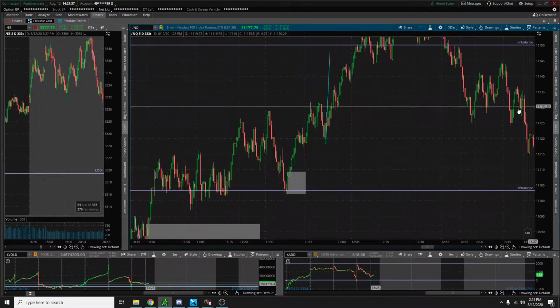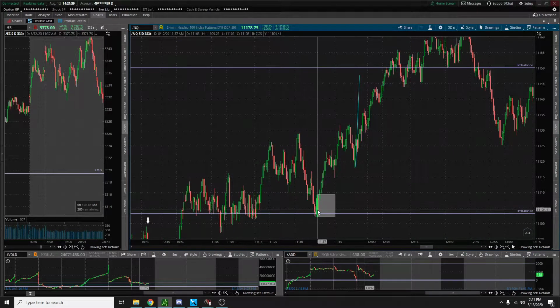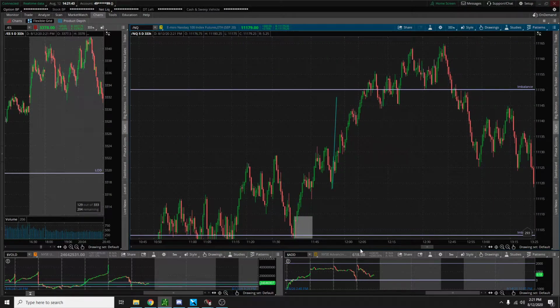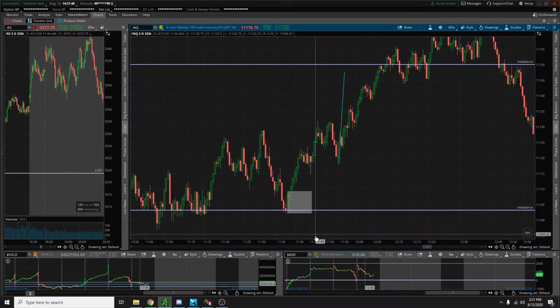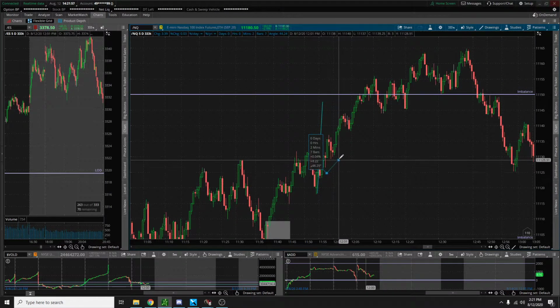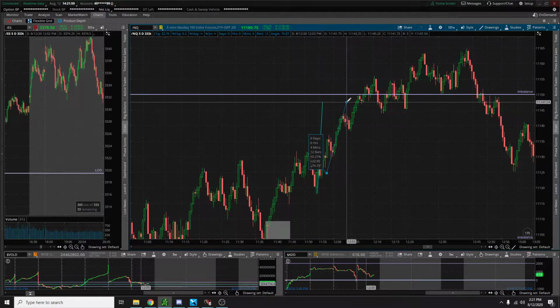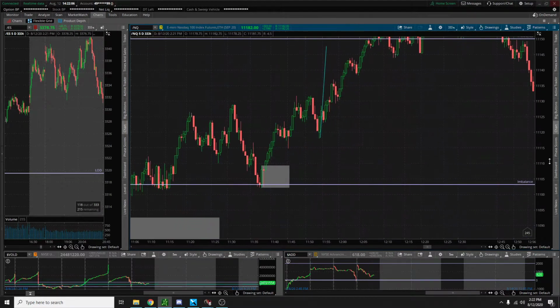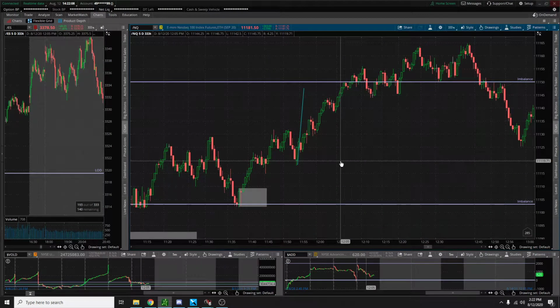Now, I didn't catch this one, but I did catch the little pullback on this one right here. I saw a little opportunity to get in. I jumped in, and my target was right here at 47, for 22 points on that.